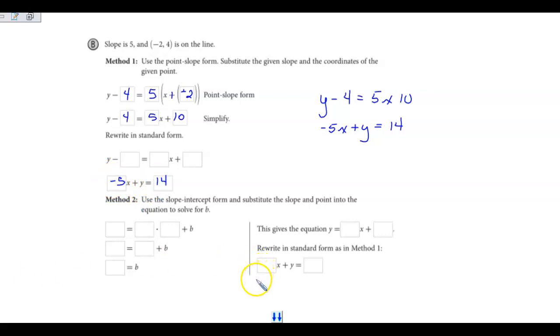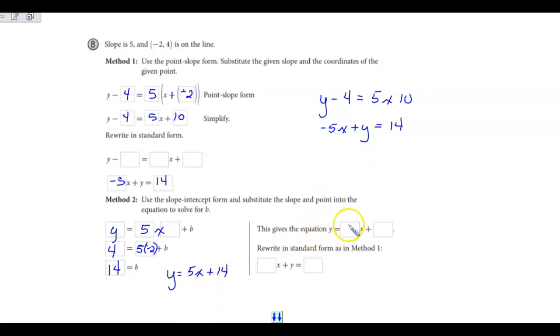We can use the slope-intercept form and substitute the slope and point into the equation to solve for b, because we know our slope, so we have y equals our slope 5 times x plus b. And if I substitute in my ordered pair, which is y is 4, x is -2, 5 times -2, that's -10. Add 10 to the other side, we get 14, so b is 14. So then we get y equals 5x plus 14.